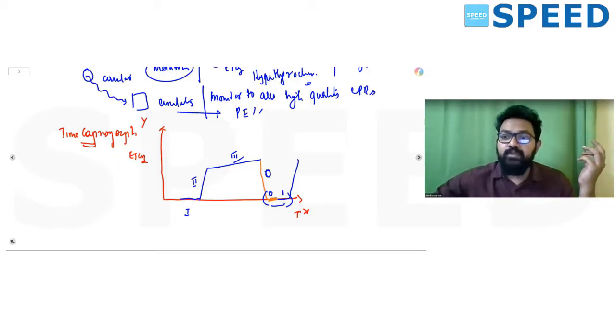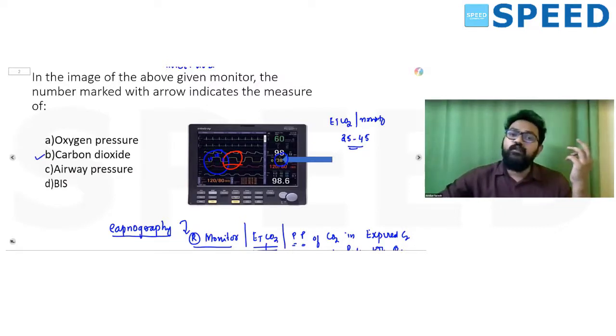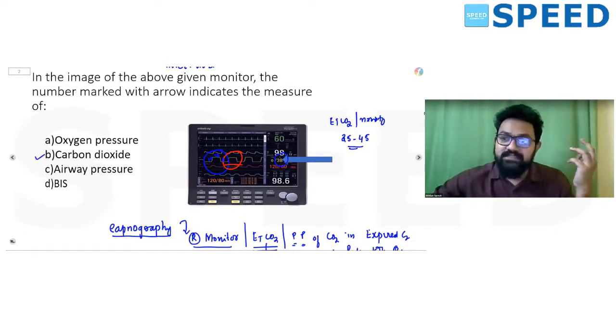Let me just take you to that question once again. If you see, this is how it looks. So this is basically the phase 1. This is phase 1. This is phase 2. This is phase 3. And this is phase 0 of your capnograph, right? So this is how it looks like generally.